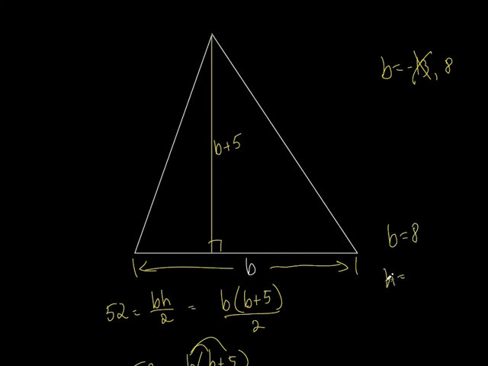What's the height going to be then? b plus 5, which is 8 plus 5, which is 13. There's the base and there's the height. That's it. Okay. Let me give you some problems to do, and then you guys can go win your game.